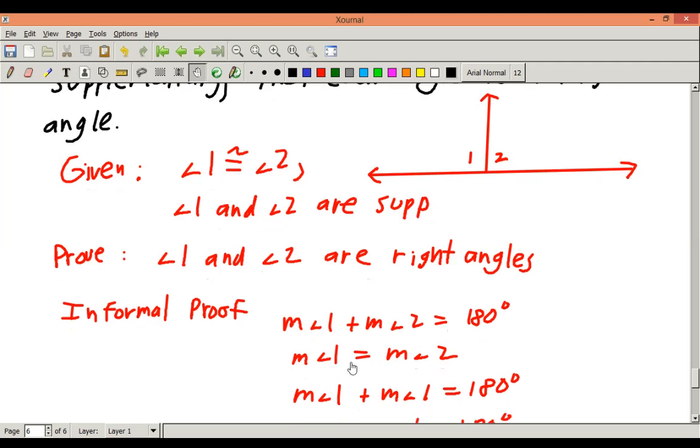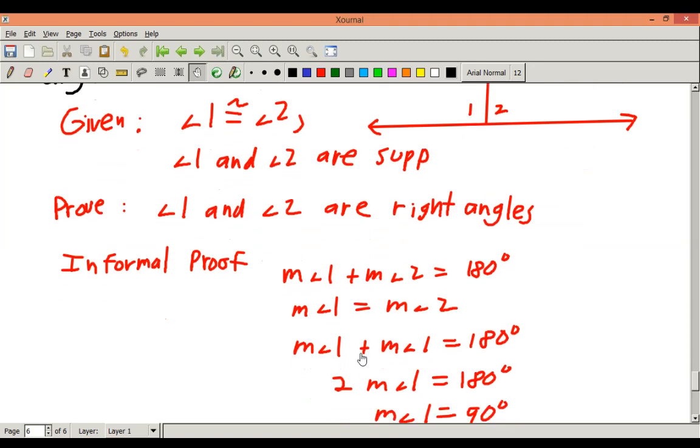Look at this next statement. The measure of angle 1 is equal to the measure of angle 2. Why can we write that? Because back up in the given, we say that angles 1 and 2 are congruent. So this statement here is definition of congruent angles. So the measure of angle 1 equals the measure of angle 2 by definition of congruent angles.